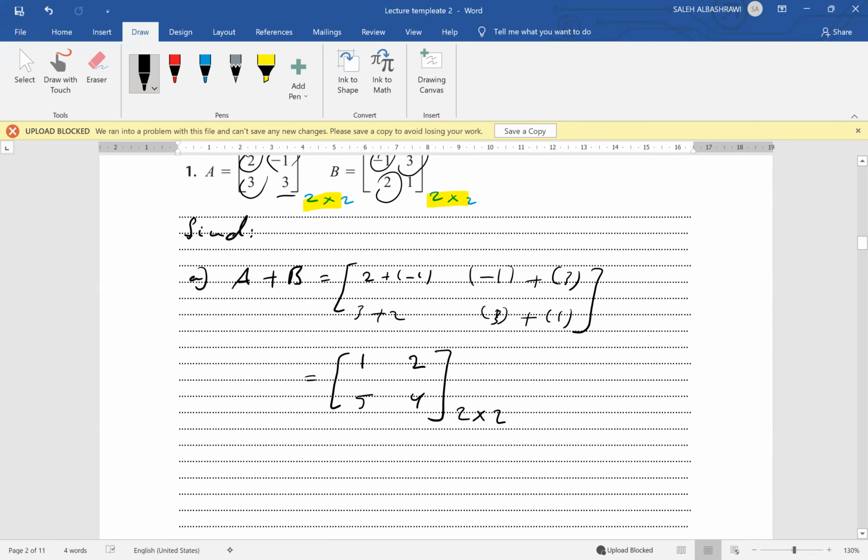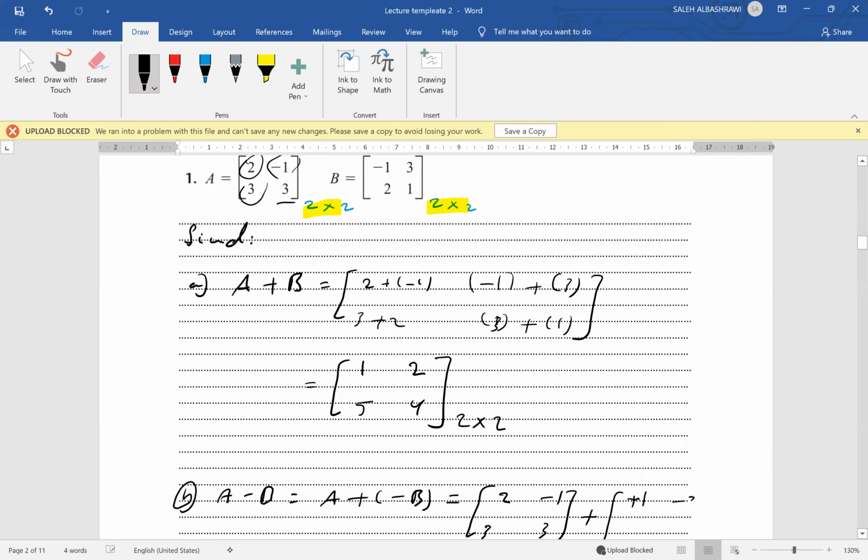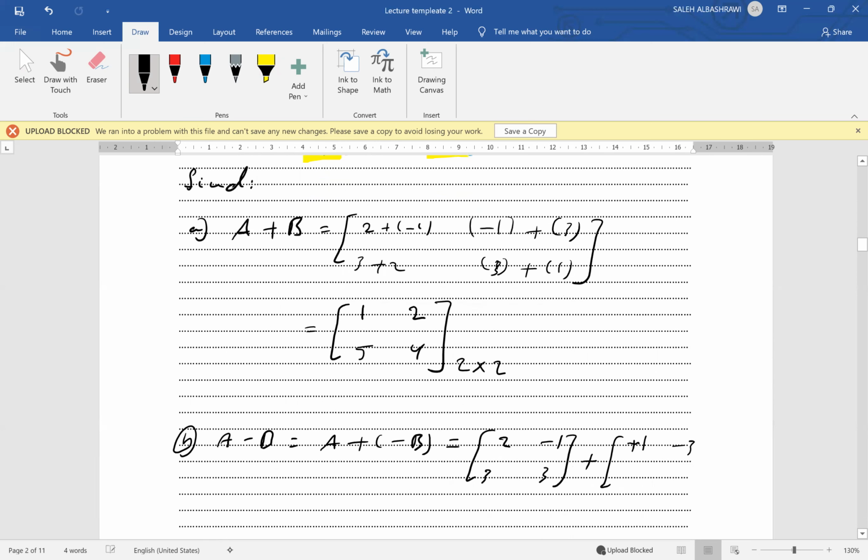Now to find A minus B. I can write it as A plus minus B. So this is 2, minus 1, 3 and 3, plus. Now I need to change the sign for the matrix B. It will be plus 1, minus 3, minus 2, and minus 1.